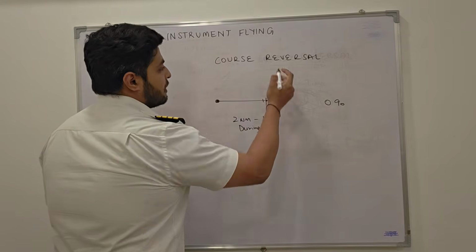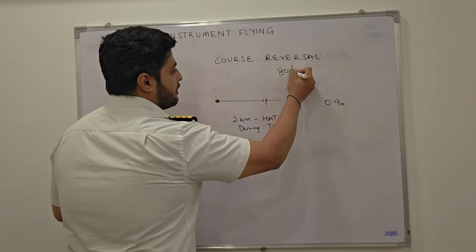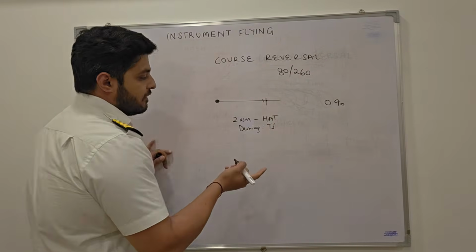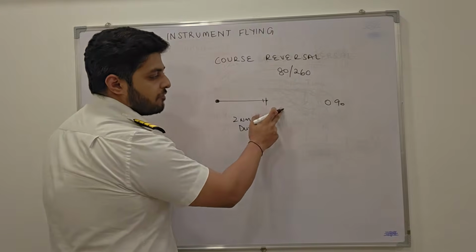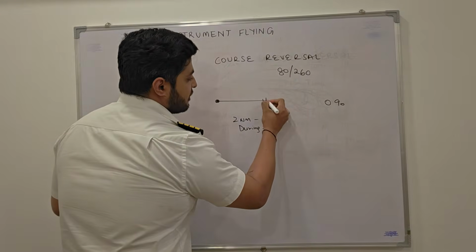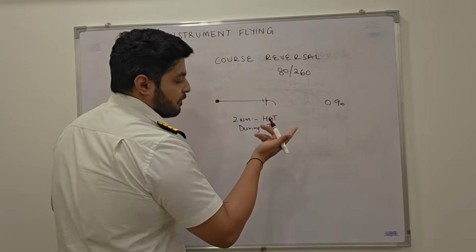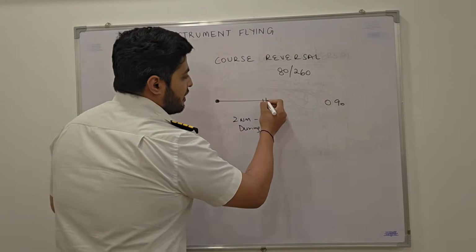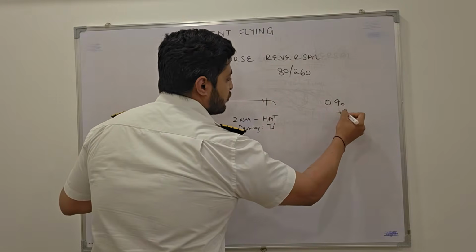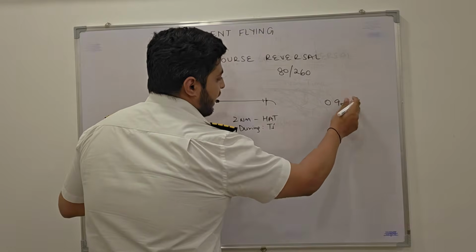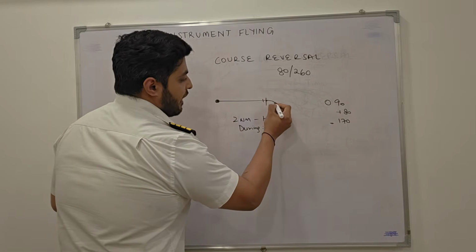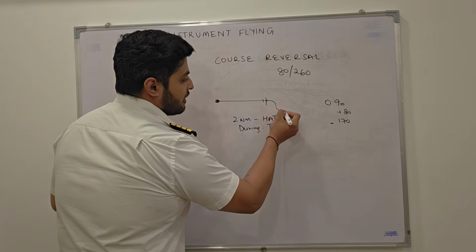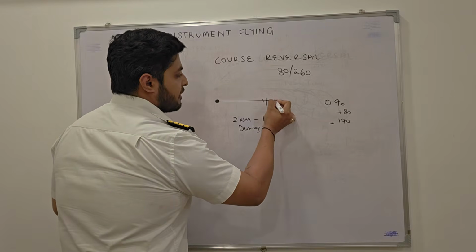So, in the first method, which is non-time based, also known as 80 to 260, what we need to do is, whatever heading we are flying, in this case, for example, we are flying 090, I'll start turning right or left, whatever. In this case, I'm turning right and add 80 degrees to my current heading. So 90 plus 80 will give me 170. So I'll start turning and as I reach 170, I'll start turning in the opposite direction for my desired course.